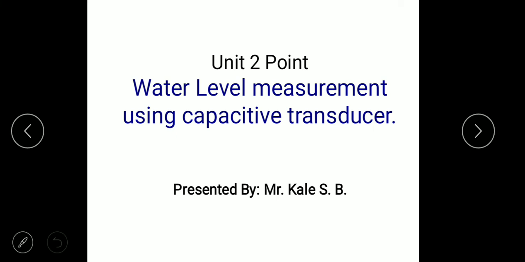Then what is the difference between today's topic and that topic? Actually, we have seen the capacitive transducer for the measurement of displacement between the two plates, when one plate moves, and we found the distance between the plates. Now the second case, when the water level has to be measured, which device can we use? That time also we can use the capacitive transducer.